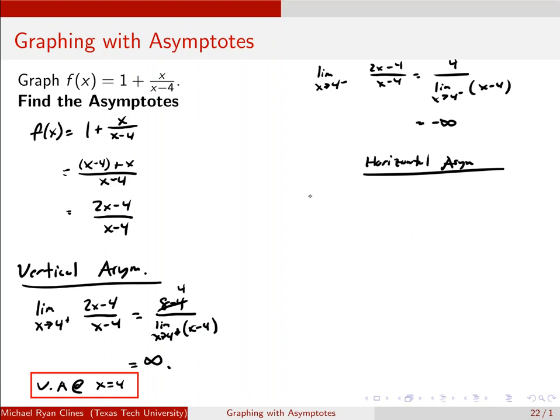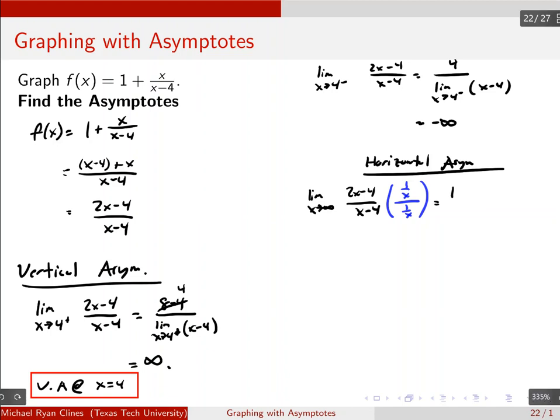Well, to do that, we evaluate the limit as x approaches infinity of our function f of x, which is equal to 2x minus 4 over x minus 4. Now, how do we evaluate this limit? Well, what we should do is multiply this by 1 over x divided by 1 over x. Why, you may ask? Because x in this fraction is the dominating term. It's the one that's going to go to infinity the fastest compared to the constants. So that's the one we want to divide every term by.